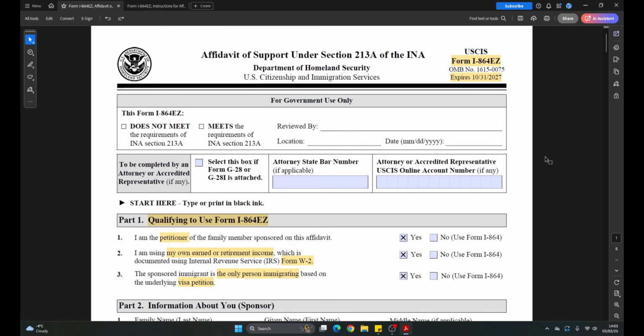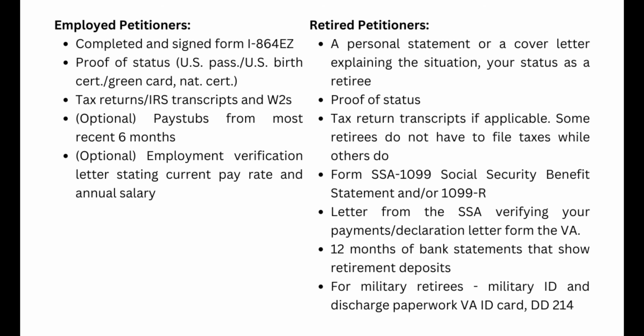Let's talk about the evidence required for these forms. As a petitioner who is employed, you must provide the following evidence. Proof of your U.S. status. You must provide, like we discussed earlier, tax returns either from the most recent year, if that is the only year that meets the requirements, or if that is the only year that you're choosing to send, or even better, the tax returns from the most recent 3 years. Of course, as we mentioned earlier, only if all 3 years do meet the income requirements.